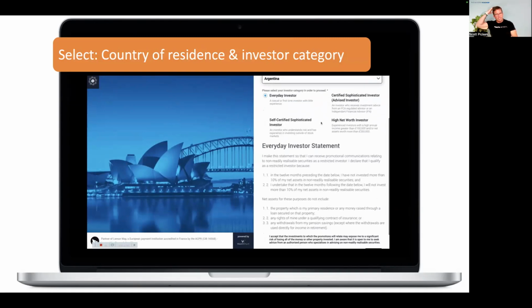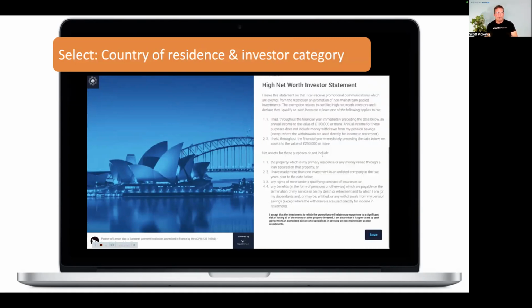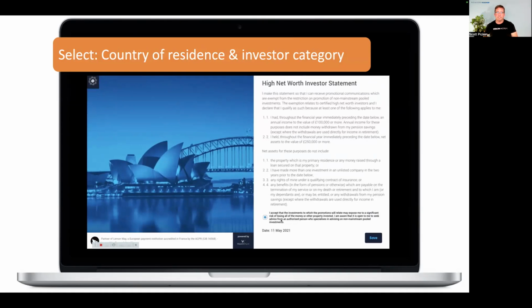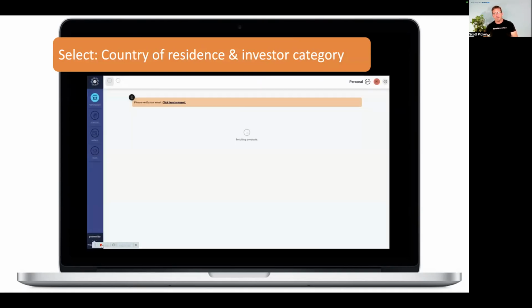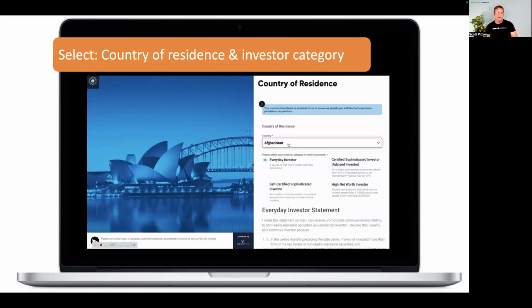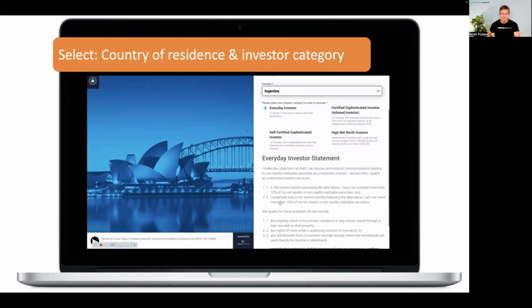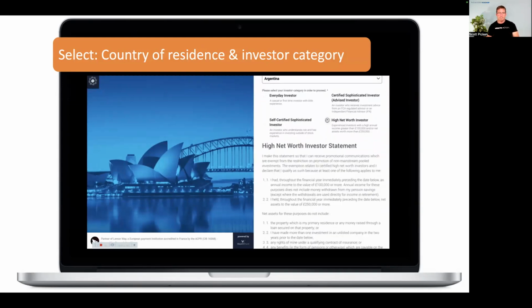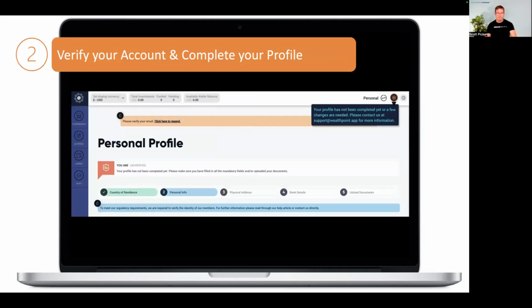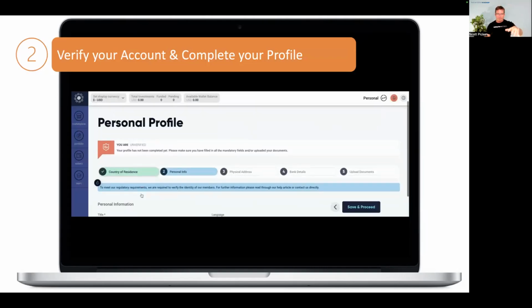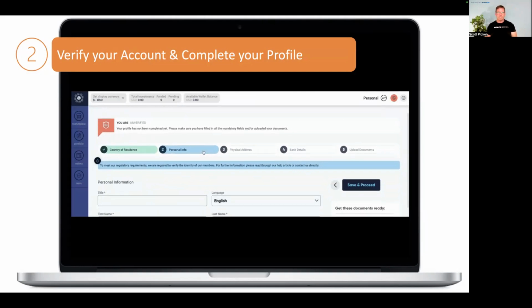So you'll see there that there's different types of investors. We regulate it out of England, which means it's a self-certified situation. So you have to self-certify the type of investor you are, and depending on the type of investor you are, you'll get the different types of deals showing up. So again, it's a very simple and easy process for you. Then you have to verify your account and complete your profile. So again, look out for the email, verify your account, and now you complete your profile.